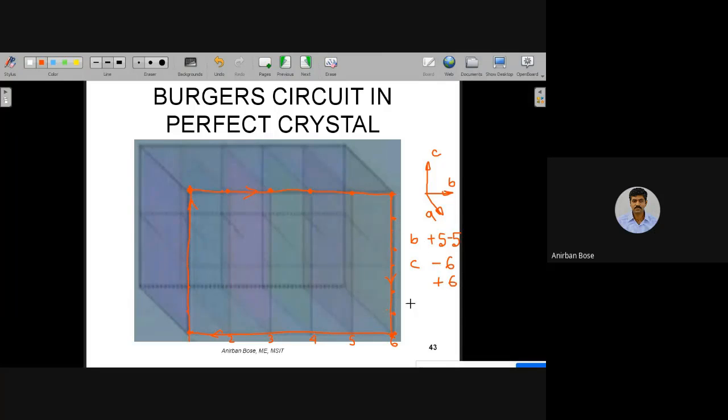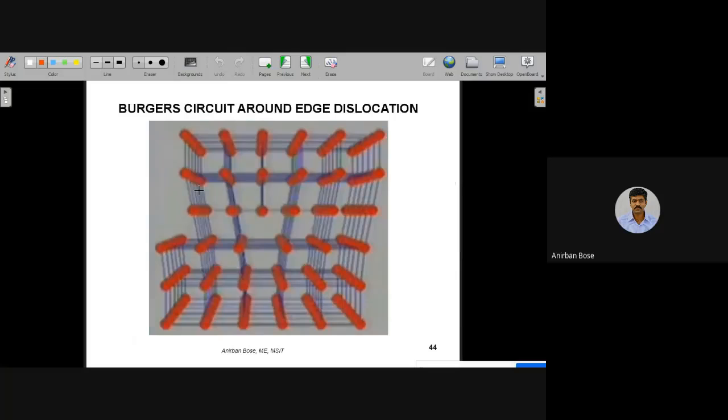And what you have found is the net displacement. What is the net displacement? The net displacement in the whole circuit is 0, so we reach the same point from where we started. Since it is a perfect crystal, we reach the same location. Now suppose this is not a perfect crystal, and observe what will happen if you draw the Burgers circuit.